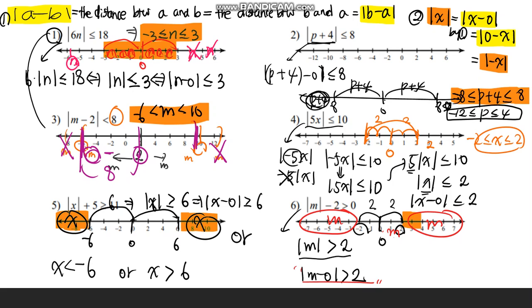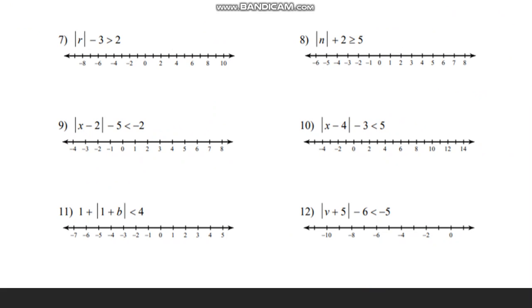Again, these are disconnected, but both of them have to satisfy as solutions. Therefore, it is an or situation. Therefore, m is greater than 2 or m is less than negative 2. Okay, so this is the final answer. So I have 6 more problems to go. I'm going to go faster.